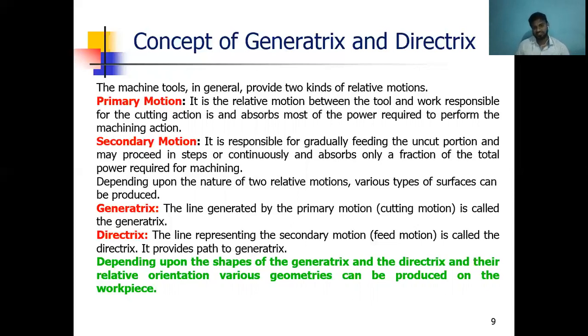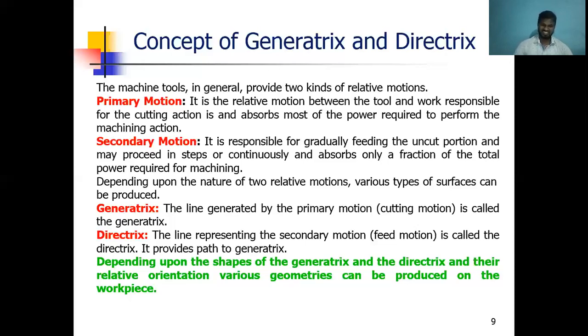Secondary motion is that after starting the machine or a process, we need to continue, to lead from one step to the next step. In this aspect, we need to correlate the primary action and the secondary action. It may proceed in steps or continuously, absorbing a fraction of the total power required. So to attain the desired shape, we need to continue the process towards the predetermined shape.